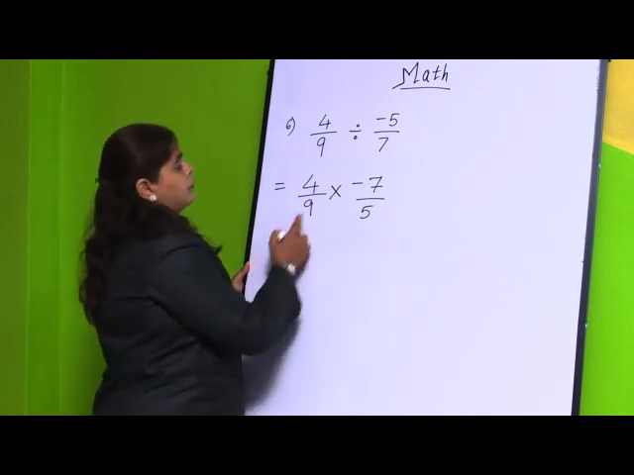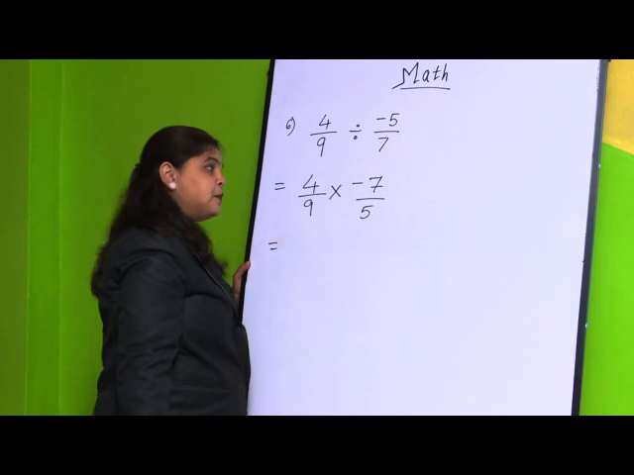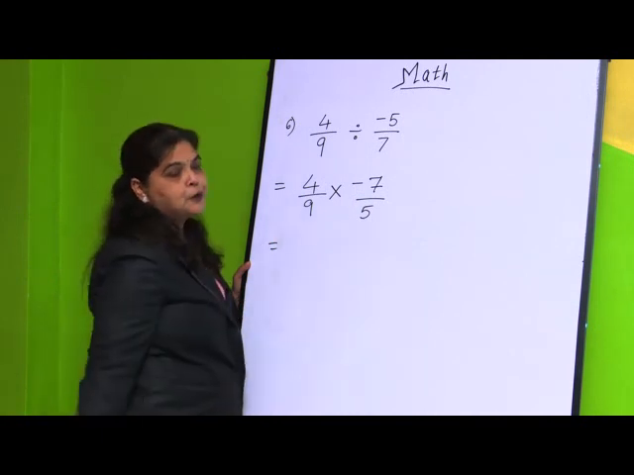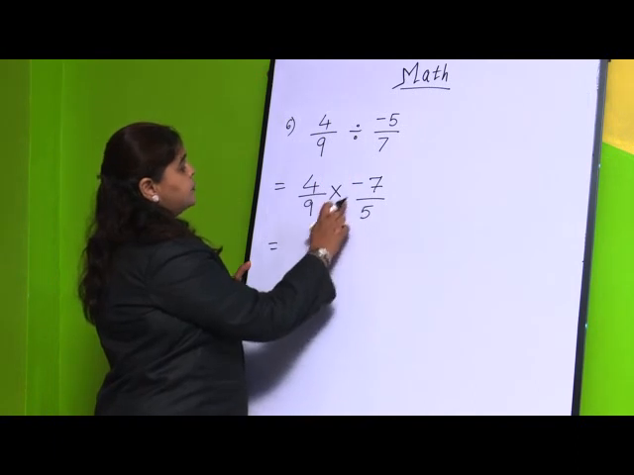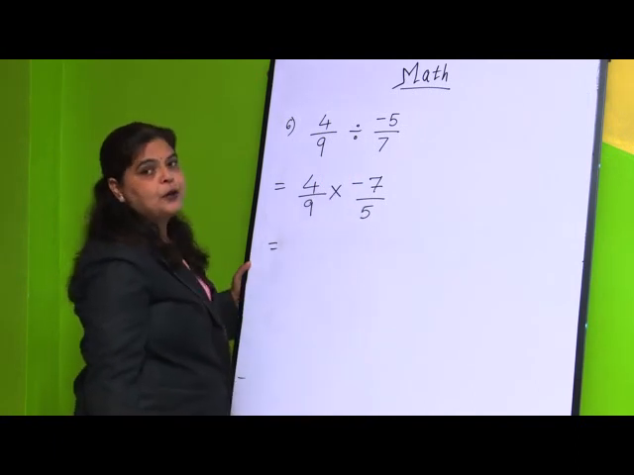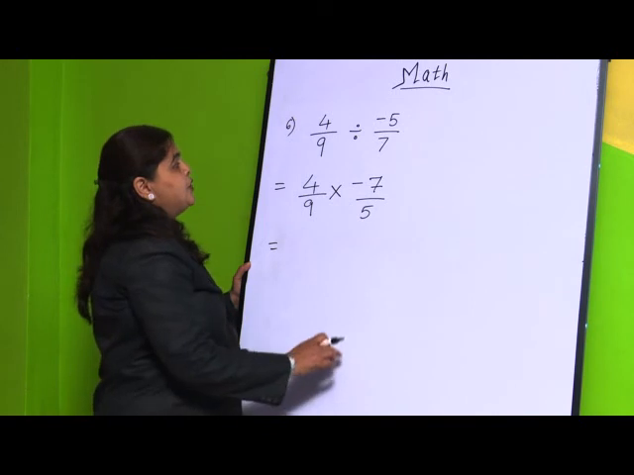Now, you can do here also very smart work. If it is possible to reduce, we can reduce. We will check, is it possible to reduce? No, it is not possible to reduce. So, we will write it directly.